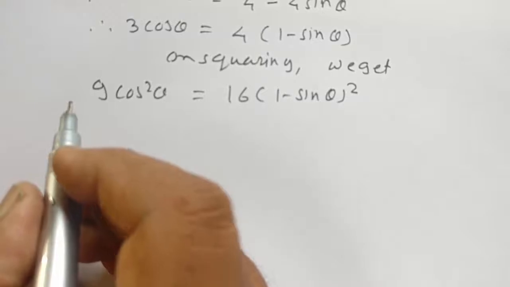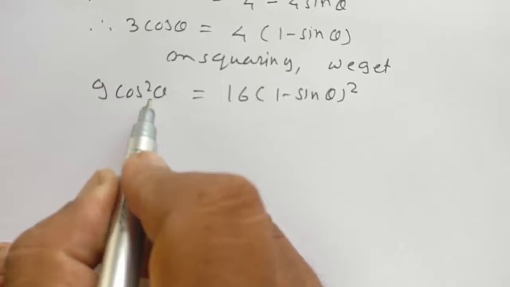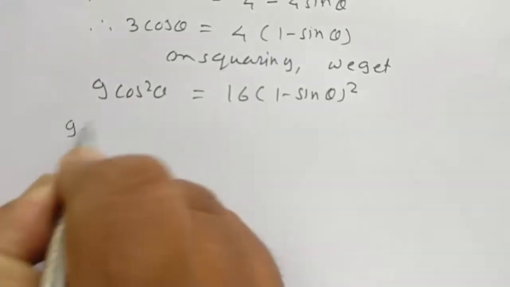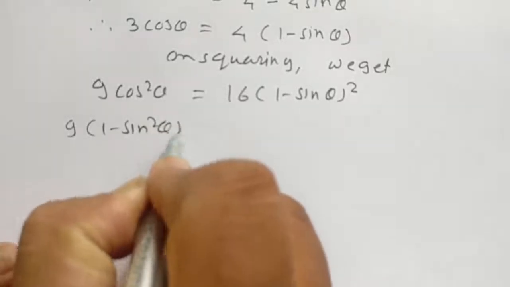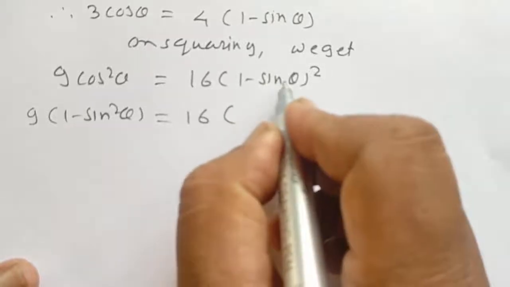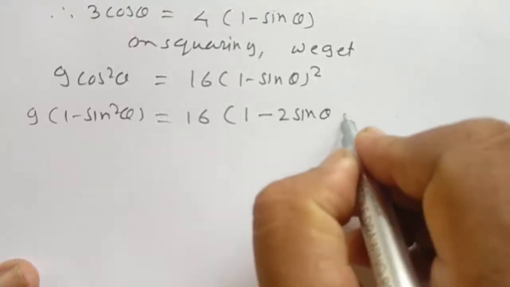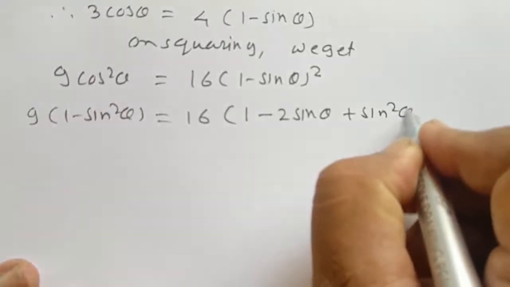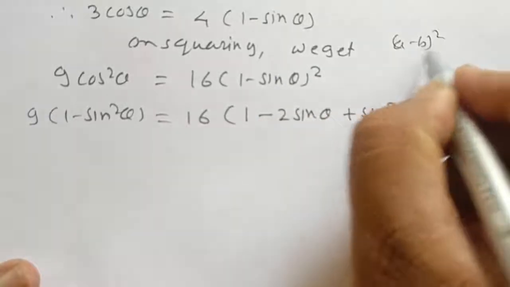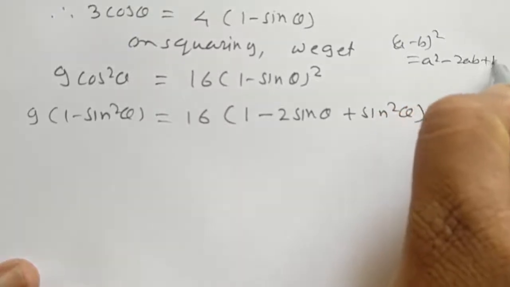Now using the identity sin²θ + cos²θ = 1, we replace cos²θ with 1 - sin²θ. So 9(1 - sin²θ) = 16 times the square of (1 - sinθ), that is 1 - 2sinθ + sin²θ. Using (a - b)² = a² - 2ab + b².